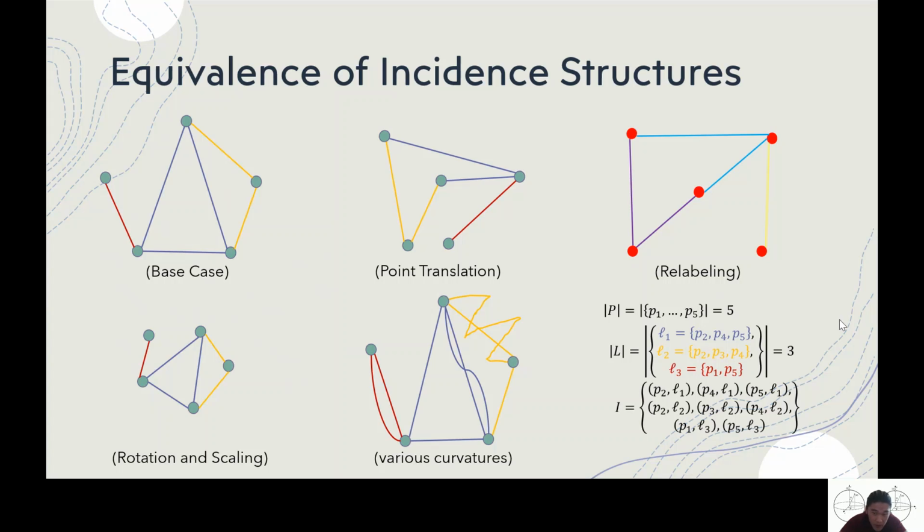In fact, we have a special name for these types of equivalences. We'll say that these instance structures are isomorphic. Also note that an instance structure can be thought of as a generalization of the simpler graphs we deal with in graph theory. In this case, an edge is contained or incident to more than 2 points.